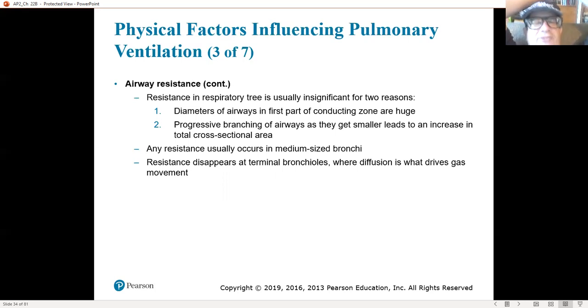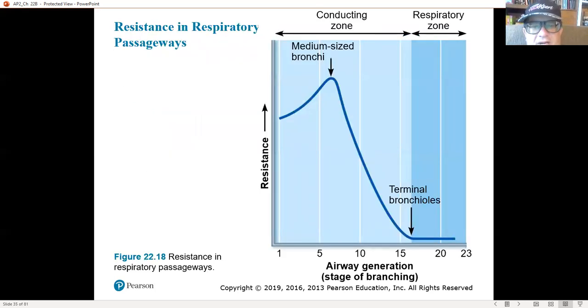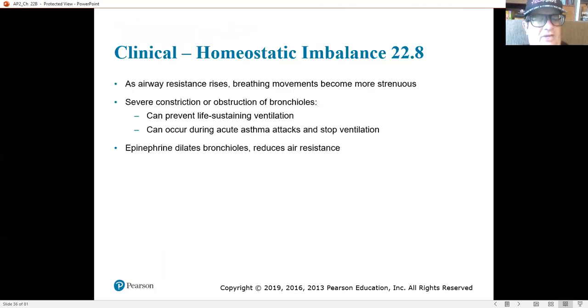You have almost no resistance again, where diffusion is what drives gas exchange. So basically, long ramble, what they're getting at is the medium-sized bronchi are the ones that do most of the resistance. Okay. So medium-sized bronchi, most of the resistance. We've got that. If air resistance rises, breathing takes more effort.